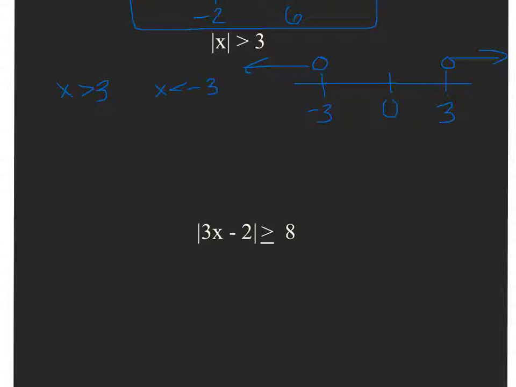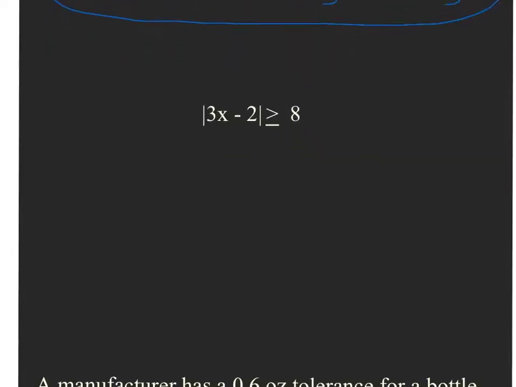Now if I look at the graph, that's an or statement. So here would be my answer. Of course, it's going to be way more complicated than that. Let's look at the next one.